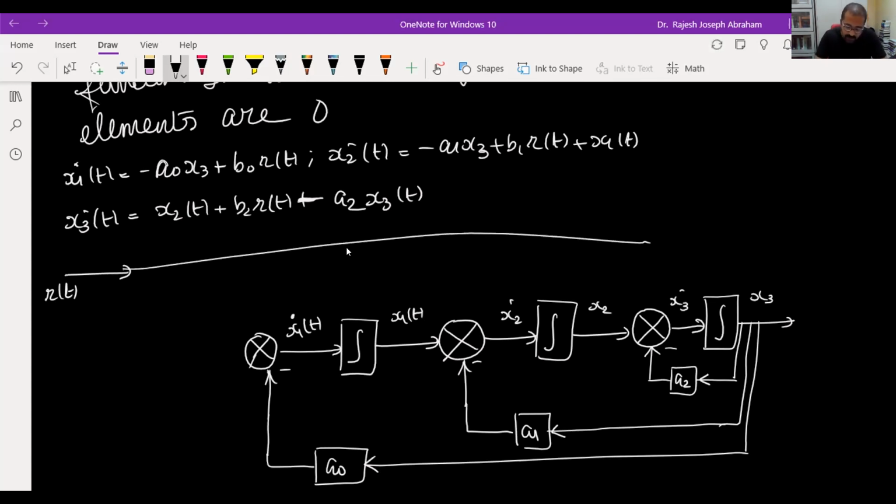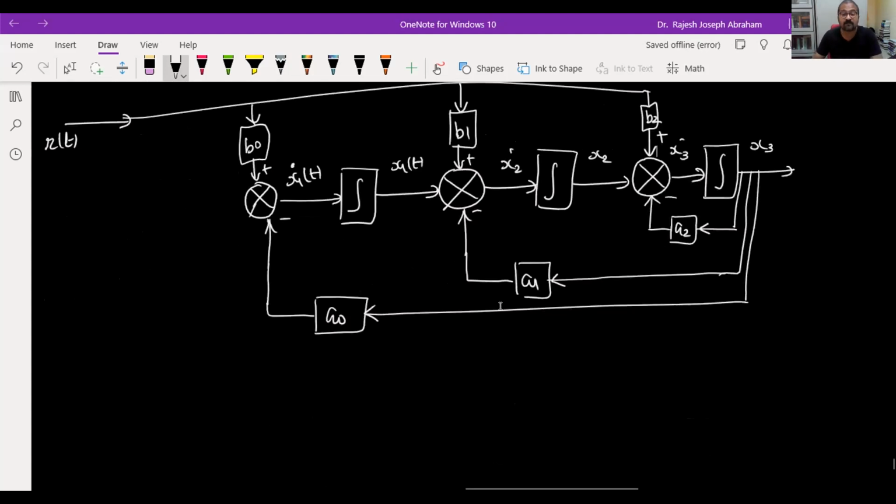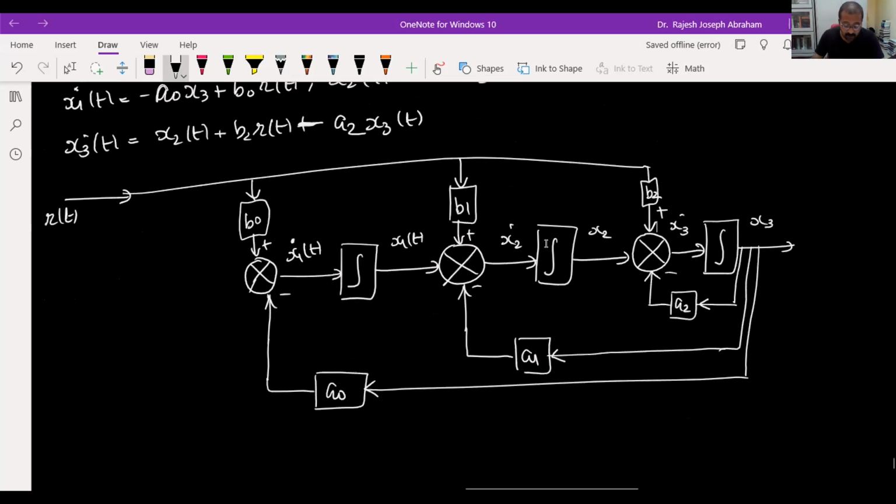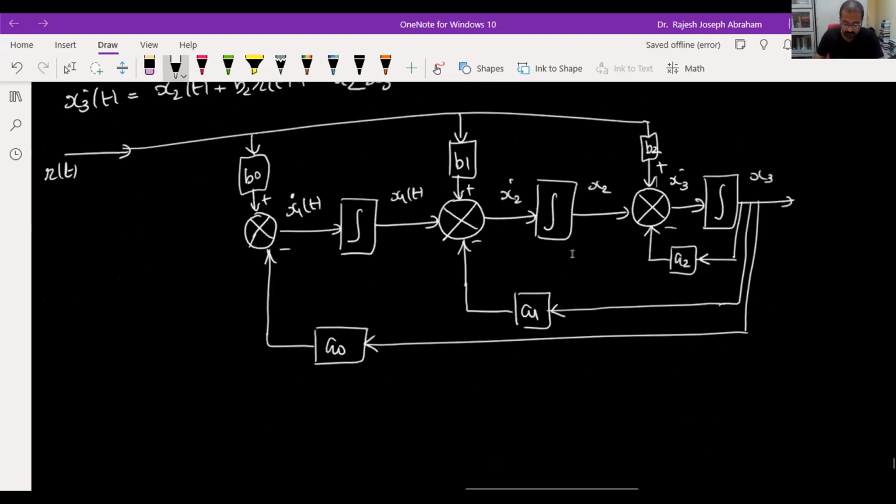Okay, now at x1 dot, the gain is b naught. So here we have a block with a gain b naught. Okay, at x2 dot, we have a gain b1 r of t. So here we have a block with a gain of b1 plus. And at x3 dot, we have a gain of b2. So this will be nothing but b2 plus. Okay, so this is the state diagram for observable canonical form.